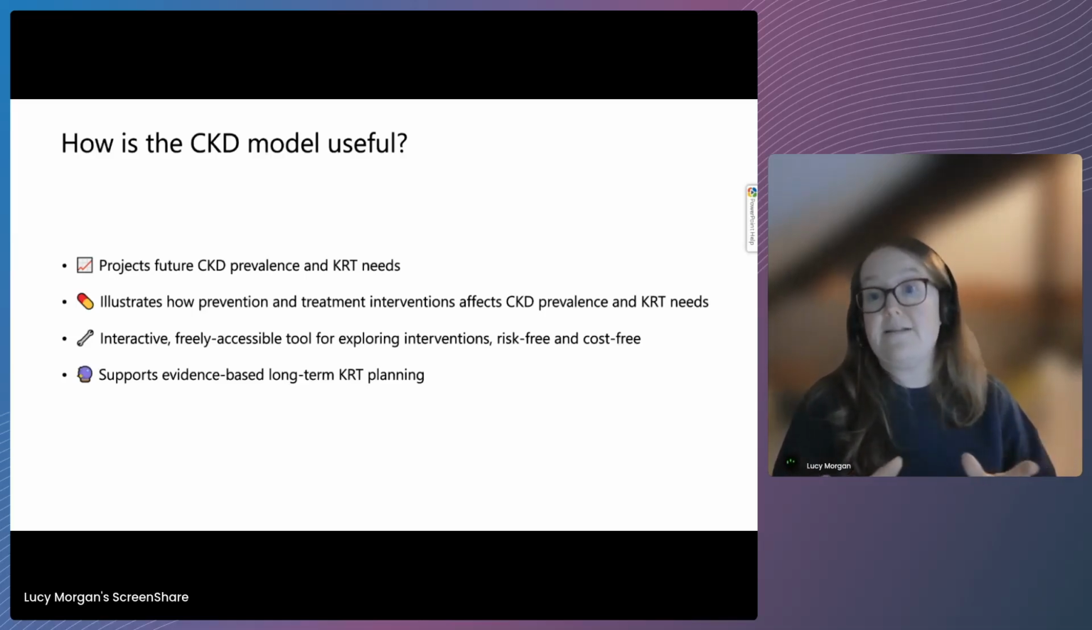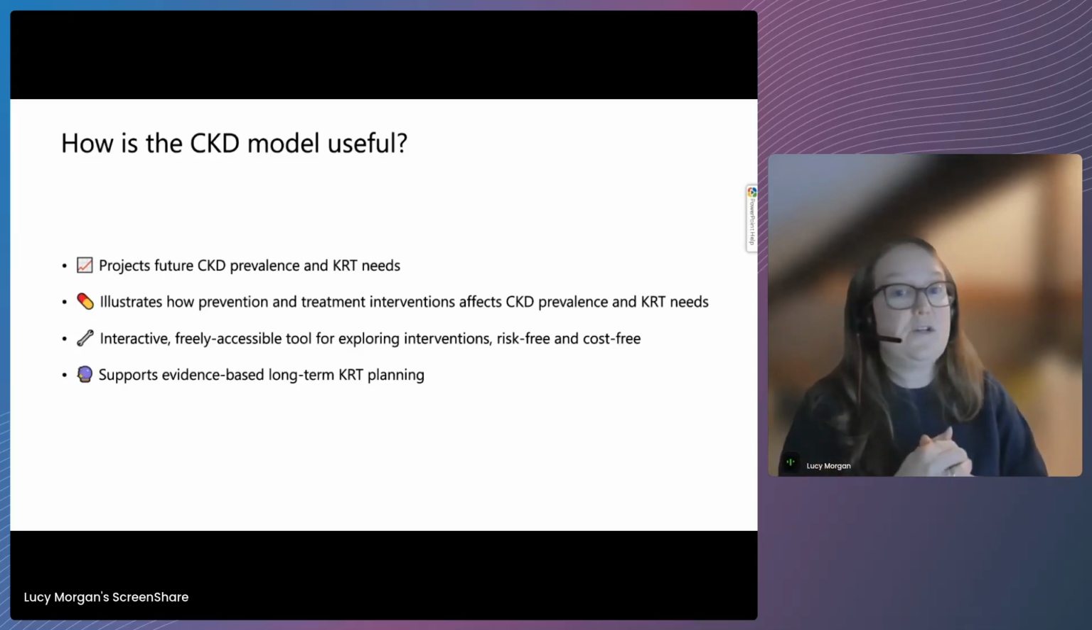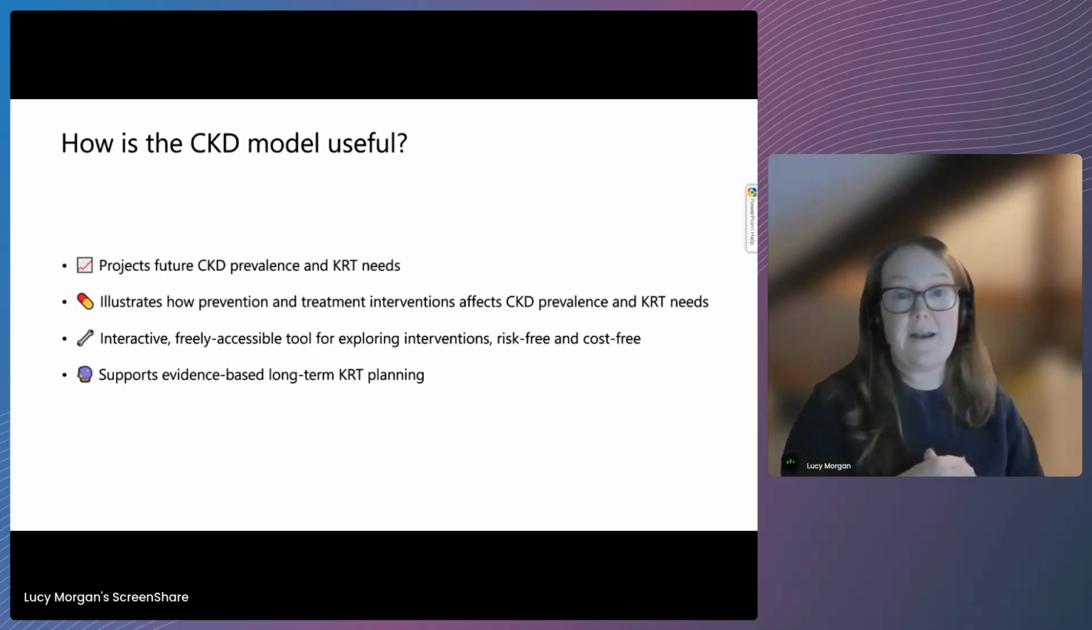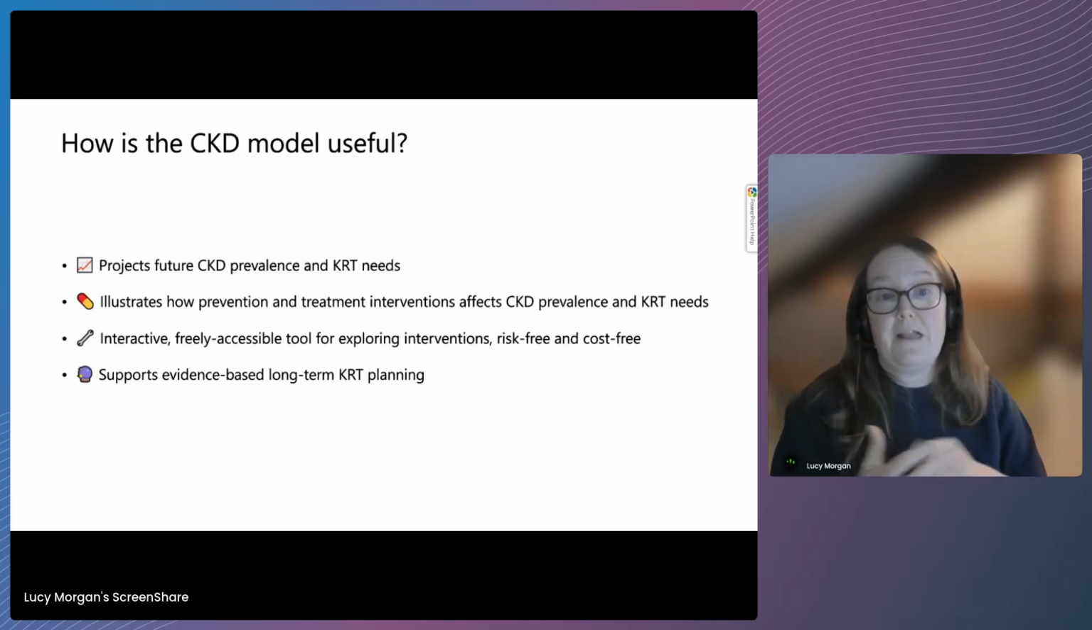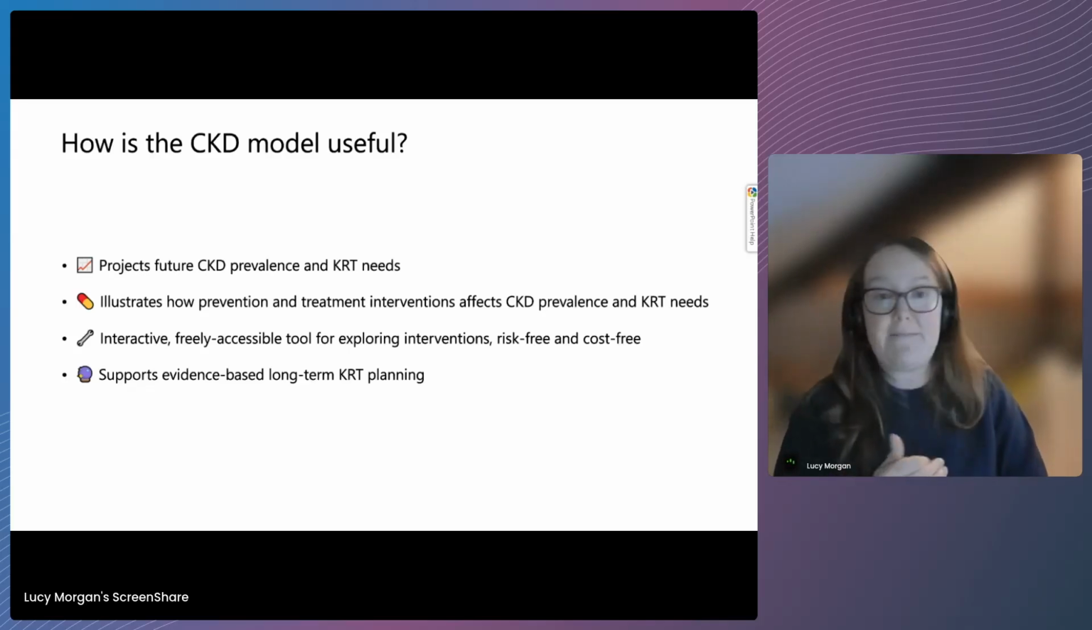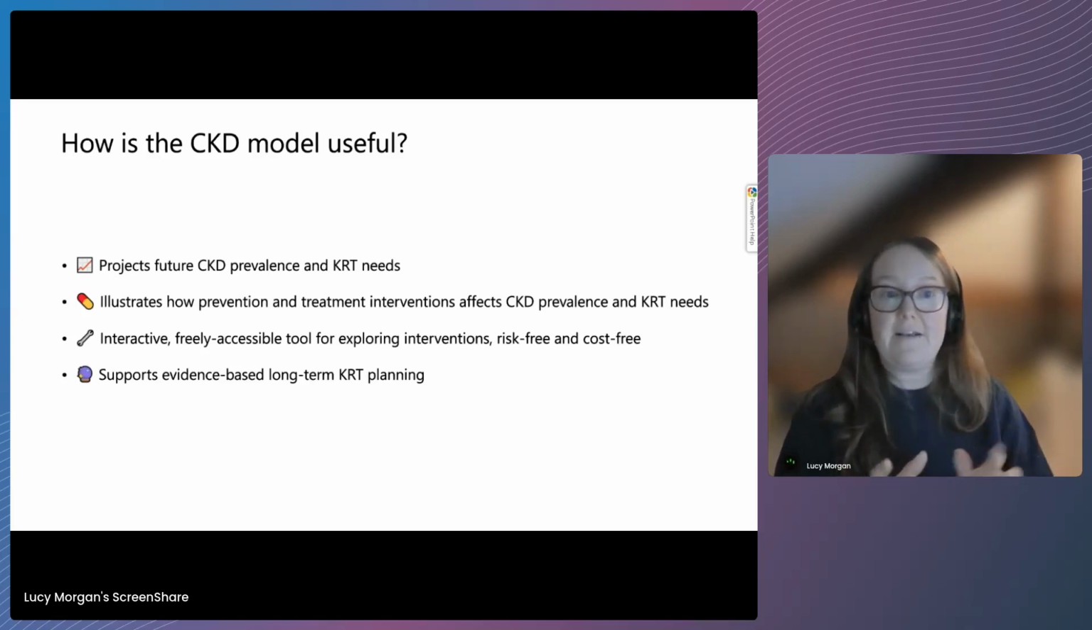Sally has built this amazing interactive, freely accessible tool, which I think she's going to drop the link to in the chat now, that will allow you to play with those different interventions. I was going to do a quick demo of that tool, but I might just leave that for the end, just so we've got time to quickly go through the kidney replacement therapy model as well.